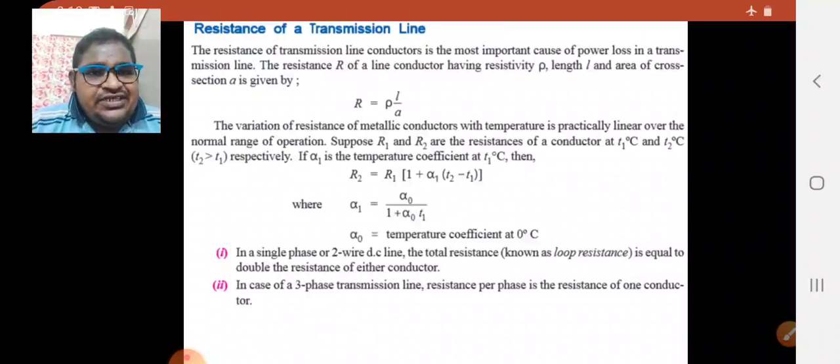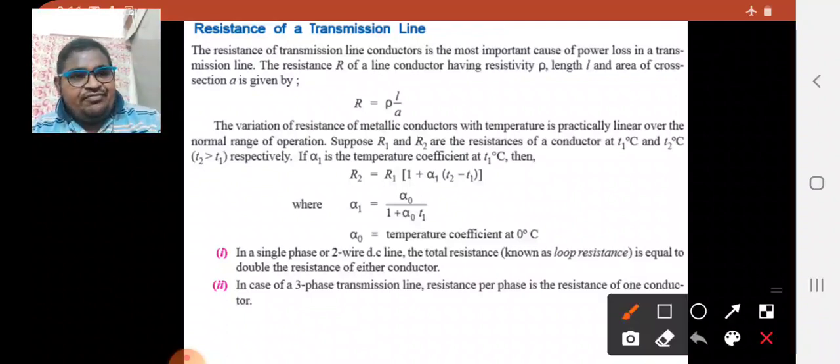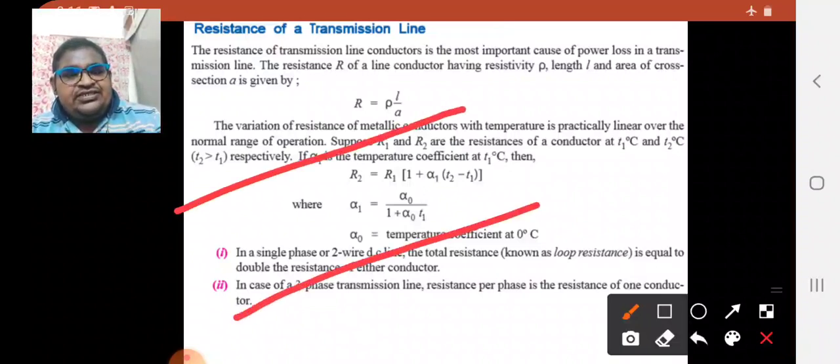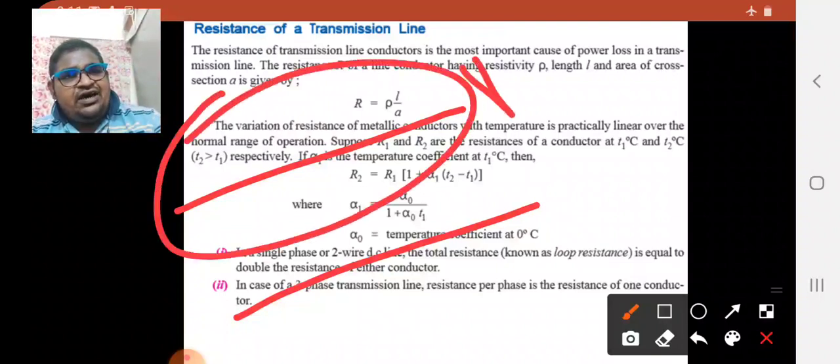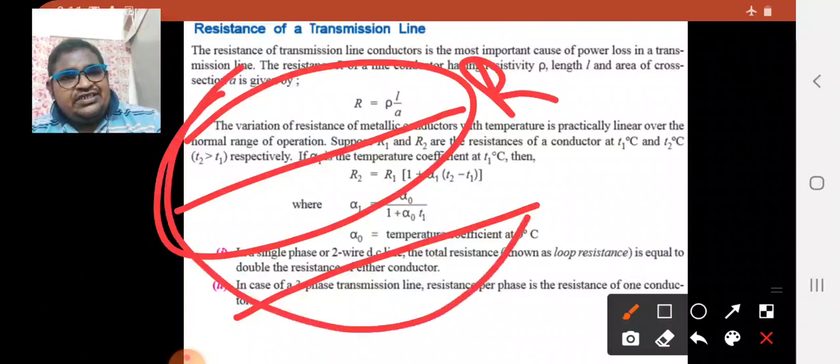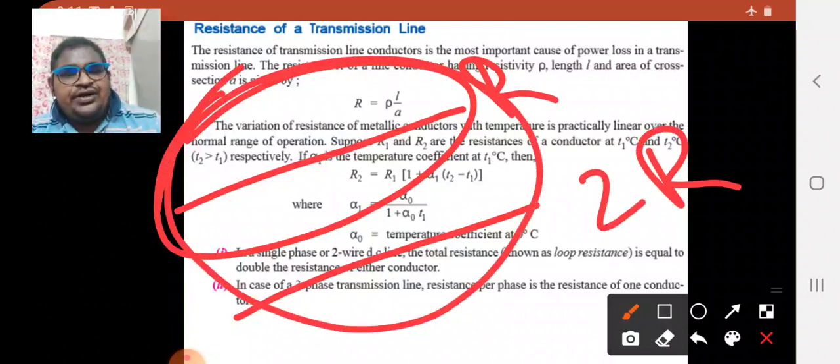Okay, next, in a single phase or two wire DC line, the total resistance, which is also known as loop resistance, is equal to double the resistance of either conductor. That means if I have two wires, this is one wire and this is another wire, it is enough to find the resistance of a single wire. If this is R, then the resistance of the total system is 2R.